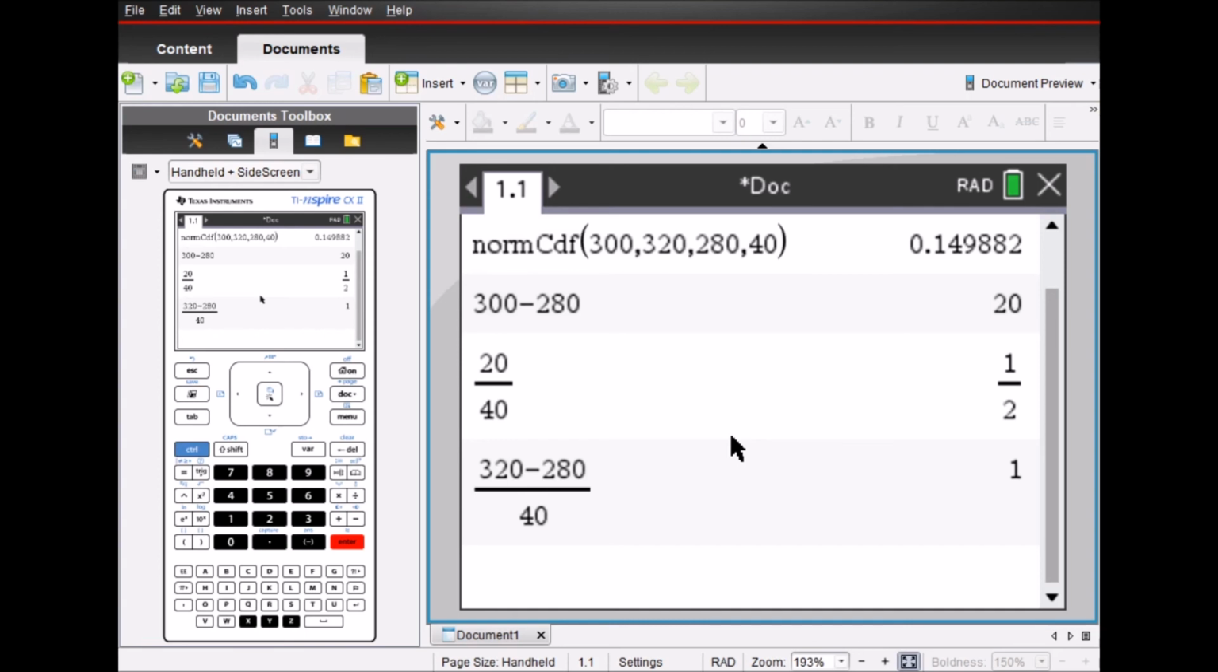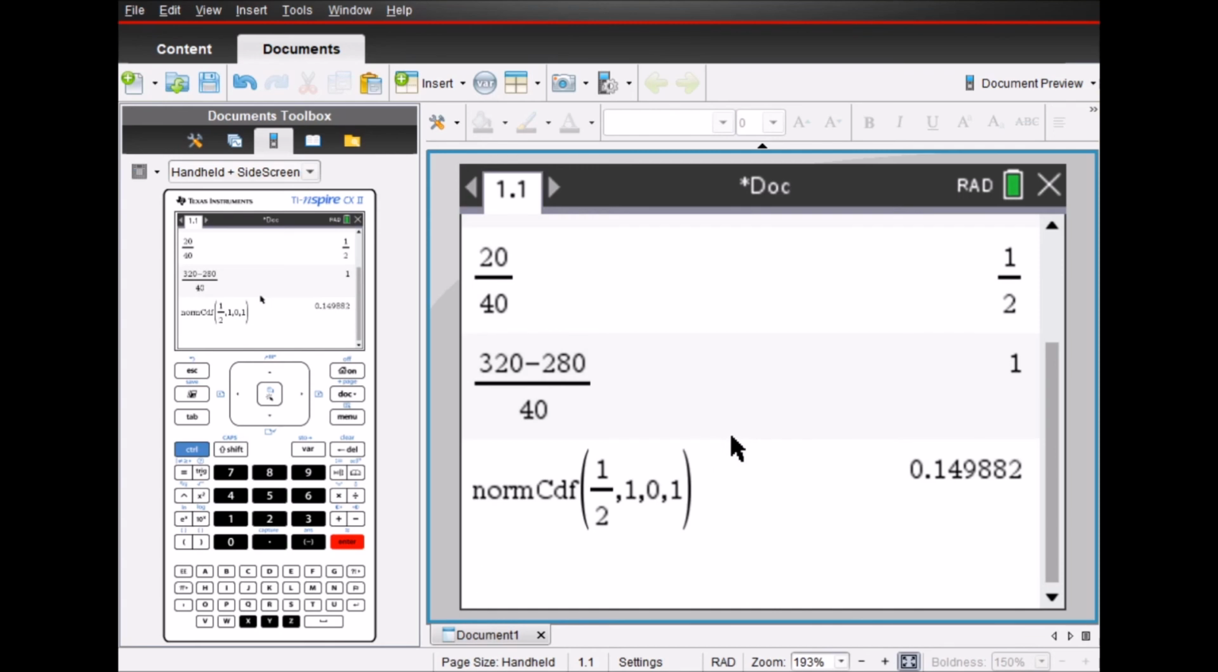So here, instead of the numbers we typed earlier, we're going to type NORMCDF. We'll put the 1/2. We'll put the 1. Then we put 0 and 1 as our two statistics. So again, this is when you have the z-scores and you're looking for the area between the z-scores, and notice it's exactly the same answer.